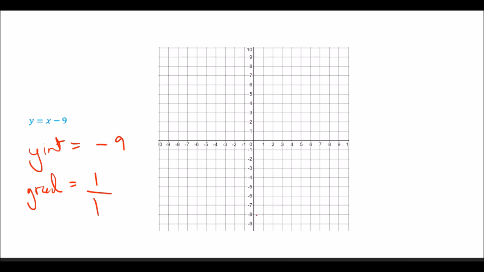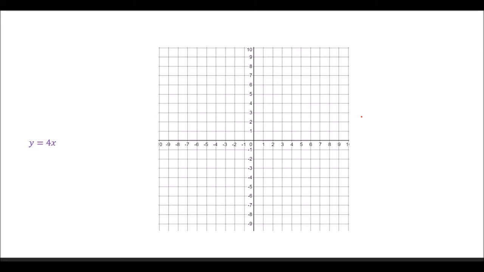So where's negative 9? Well, on the y-axis, it's down here. And then the gradient is 1 over 1. It's a positive gradient, so I'm going to go up 1 and then across 1. So the other point is there, and I can draw my line. There you go. Easy.